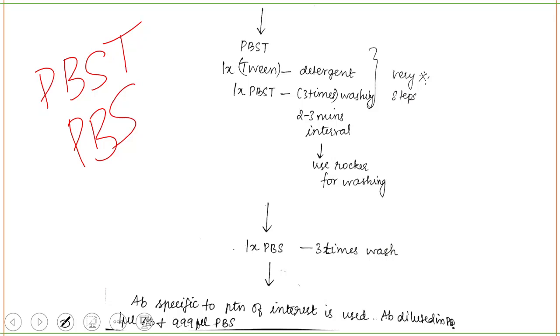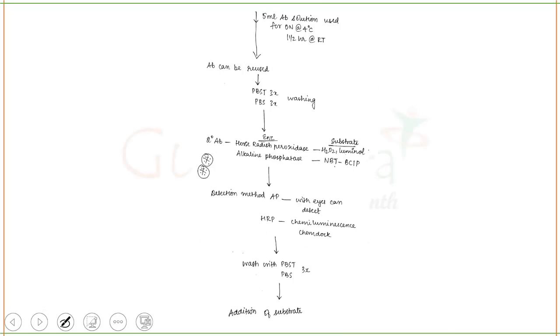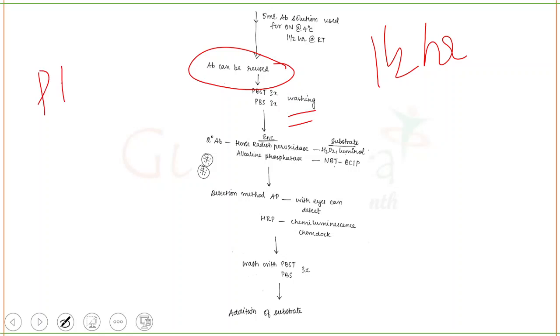Then what will you do? Then you will add the antibody specific to your protein of interest. After you add the antibody, keep it for 1.5 hours at room temperature, or overnight at 4 degrees Celsius, and you can actually remove the antibody and reuse it. Again you're going to do the washing step. Washing should always be done with PBST and PBS.